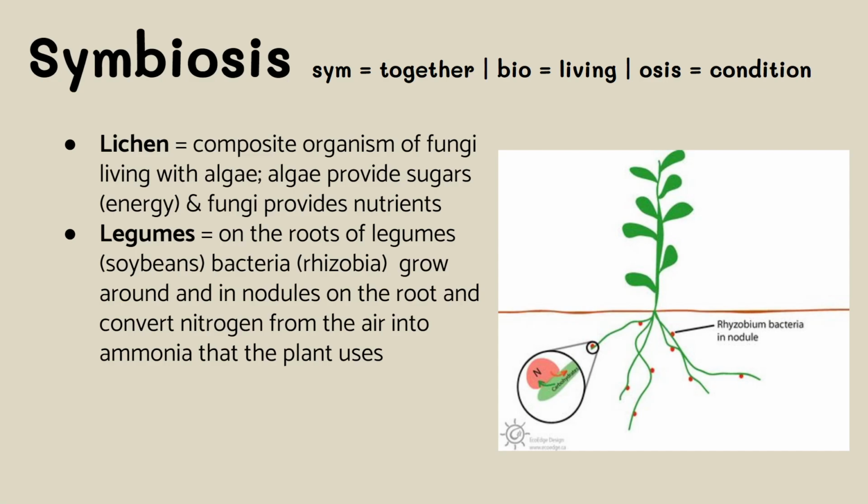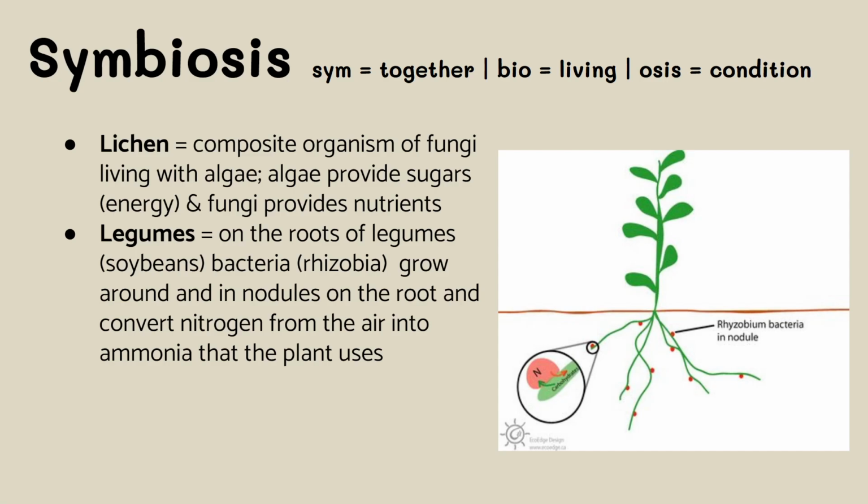Lichen refers to a broad class of organisms where fungi live in very close proximity with algae, and the algae provide the sugars or the energy the fungi need, and the fungi provide the nutrients that the algae need in order to photosynthesize and grow. We can see here again, it is these two organisms, a fungus and an algae, that live so closely together that they function basically as one single organism.